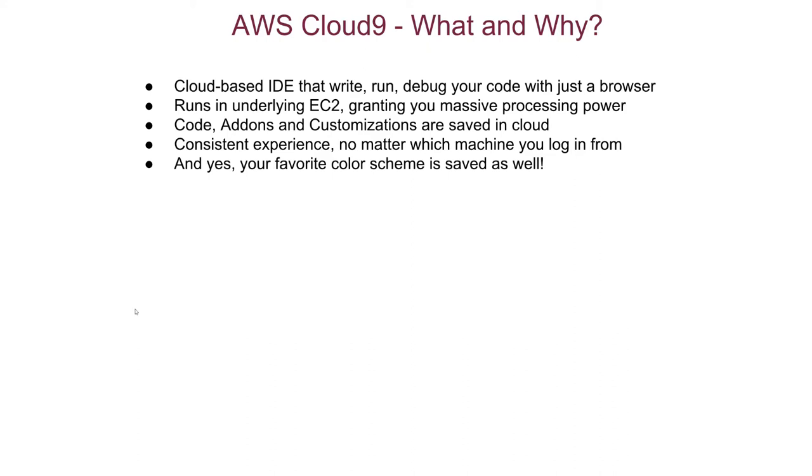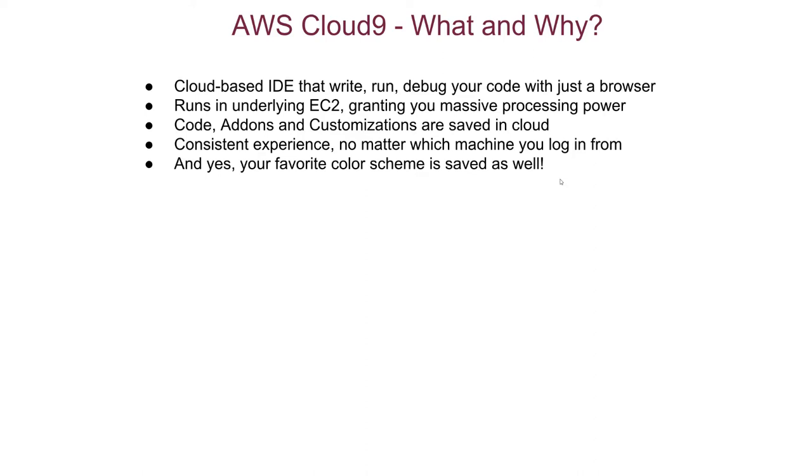Okay, with that previous problem scenario in mind, how does AWS Cloud9 help us? So let's just explore what is AWS Cloud9. AWS Cloud9 is a cloud-based IDE that lets you write, run, and debug your code with just a browser. So basically, it runs on an underlying EC2, granting you massive processing power because you can choose what kind of EC2 you want to use for Cloud9. And code add-ons and customizations are saved in the cloud. So you get a consistent experience no matter which machine you log in from. And yes, your favorite color scheme is saved as well.